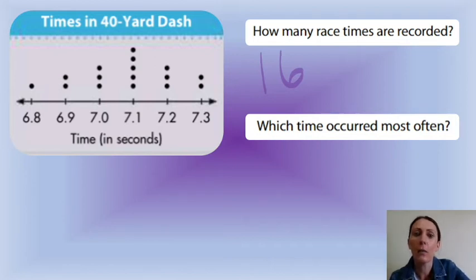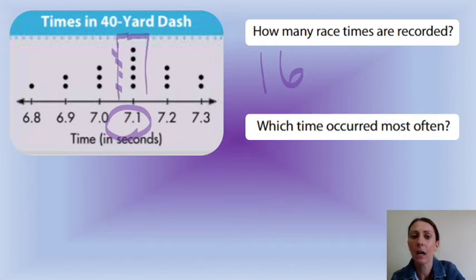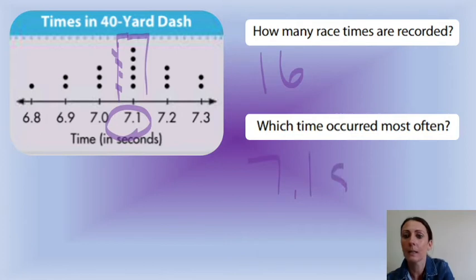And right now, it looks like 7 1/10 has the most dots above it because it has 1, 2, 3, 4, 5. And it actually goes up higher than the rest of the data. So the time that occurred the most often would be 7 1/10 seconds.